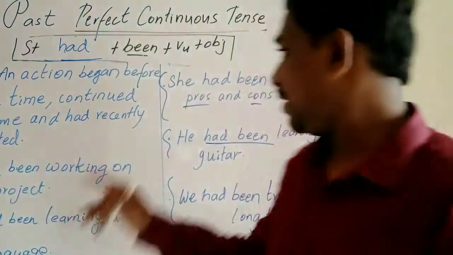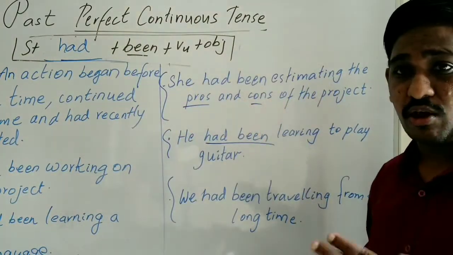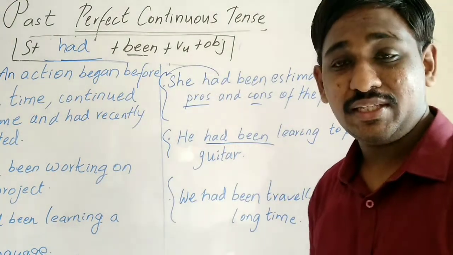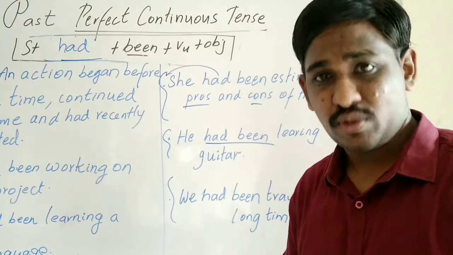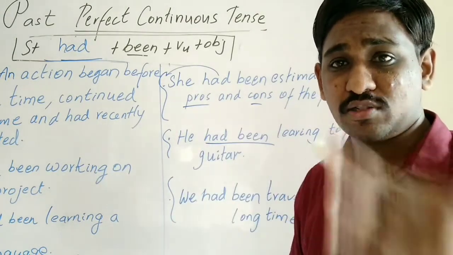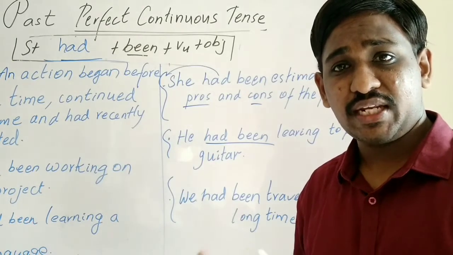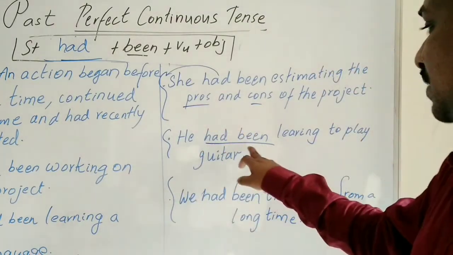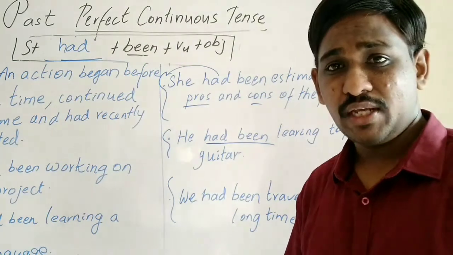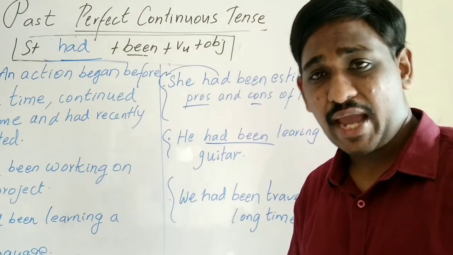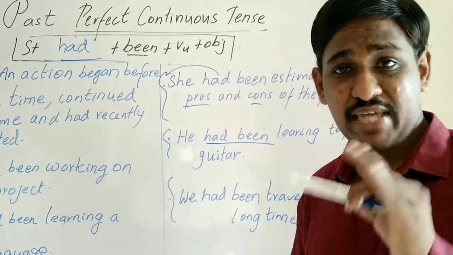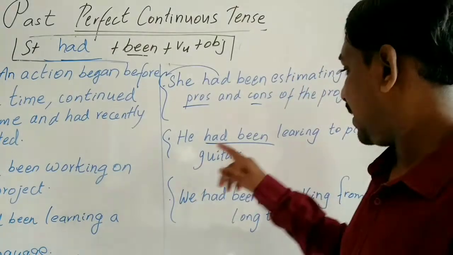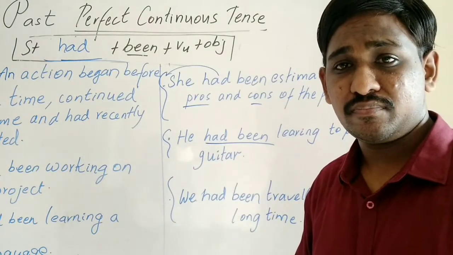So let us make questions, positives and negatives. So let us take this first one. She had been estimating the pros and cons of the project. What is the question? Had she been estimating the pros and cons of the project? Yes, she had been estimating the pros and cons of the project. No, she had not been estimating the pros and cons of the project. So one more example. He had been learning to play guitar. Had he been learning to play guitar? Yes, he had been learning to play guitar. No, he had not been learning to play guitar.